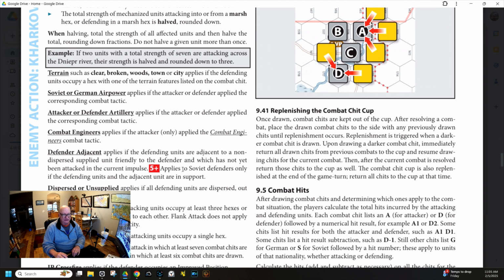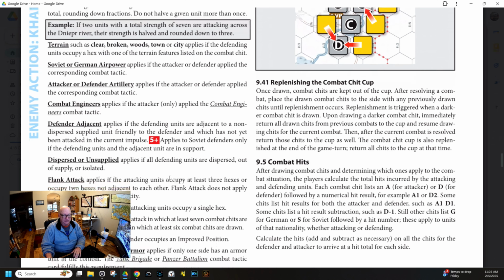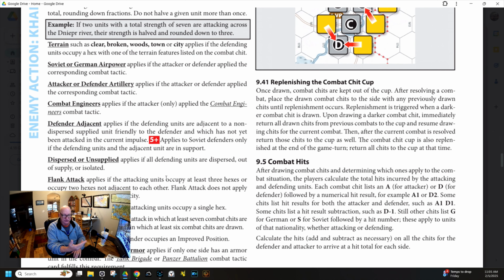Defender adjacent applies if the defender units are adjacent to the attacking unit, which makes sense, right? After turn 5, applies to Soviet defenders only if the defending units and adjacent units are in support. Dispersed or unsupplied. Look, is that unit dispersed or unsupplied? You use it. Flank attack applies if the attacker units occupy at least 3 hexes or occupy 2 hexes not adjacent to each other. Flank attacks do not apply if the defender is in a town. So if you've got 3 units around one, or if you have one on each side, pretty self-explanatory.